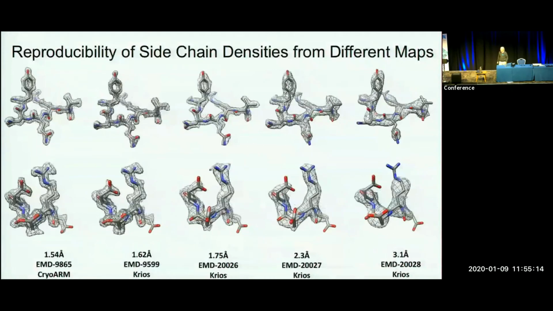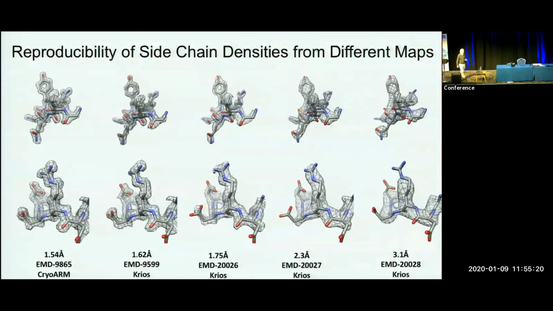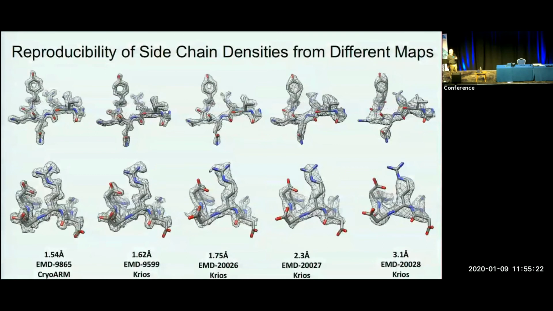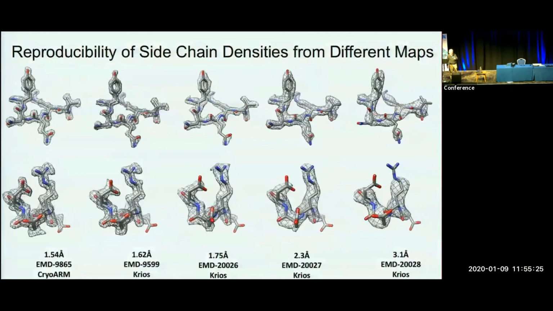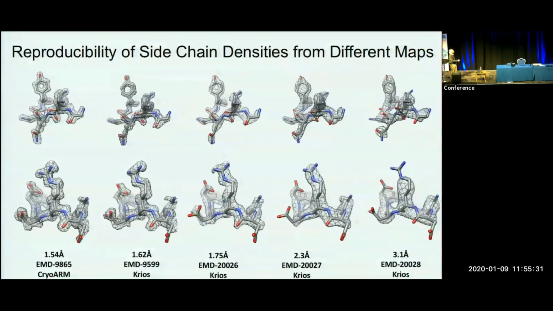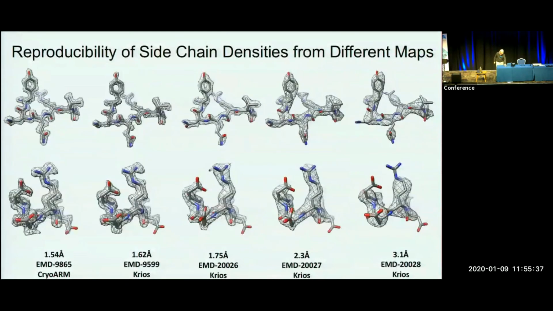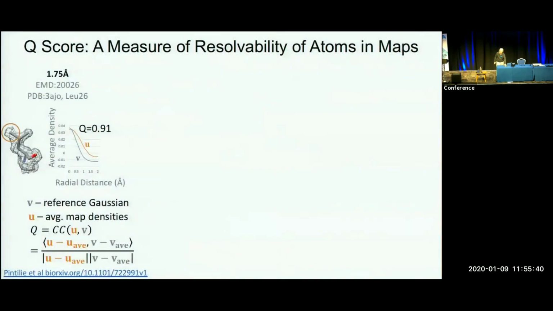So now, since we have this, one thing that triggered us to think about how we compare this, we decided to develop a parameter to measure what I call resolvability. In other words, how resolved each of these atoms is. Greg Pintilie in our group suggested using a parameter he called Q factor, which basically is a cross correlation between a Gaussian function of an individual atom and the density where you think your atom is. We call it the Q parameter.